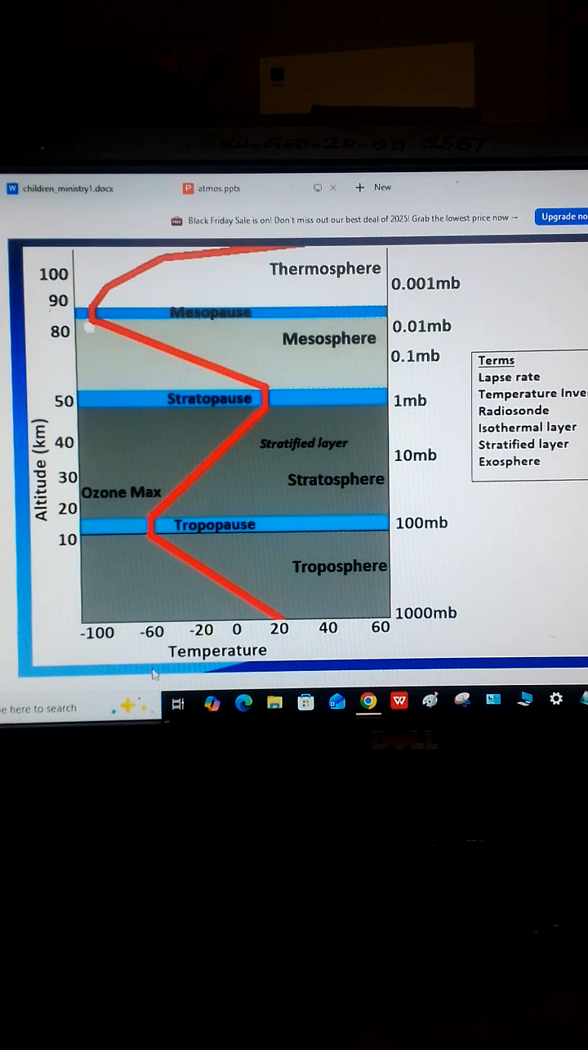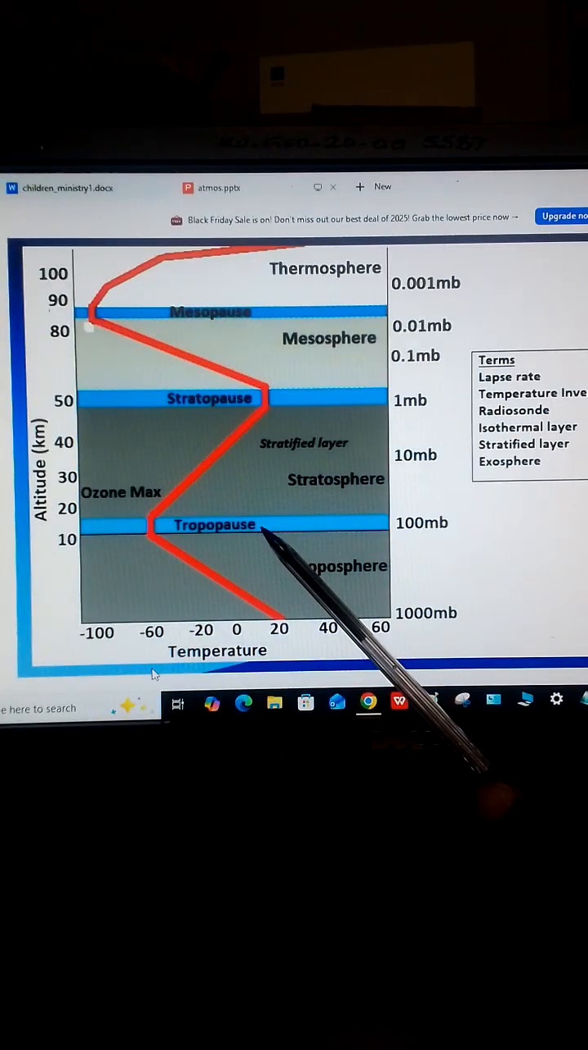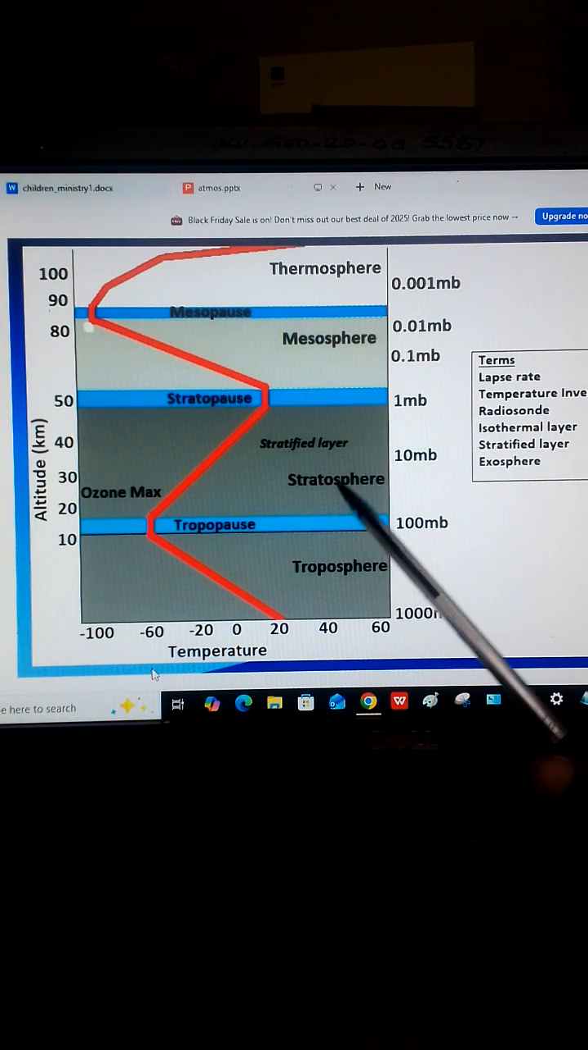Now, after the troposphere, we have the tropopause. This tropopause is an isothermal layer because temperature does not change as height increases. The rate of change of temperature with the height is 0 because temperature is constant. It is an isothermal layer.